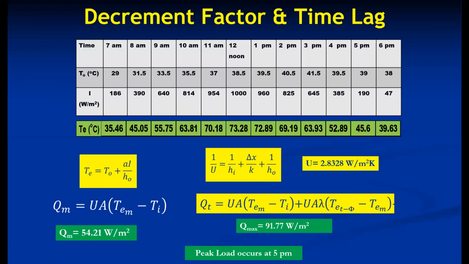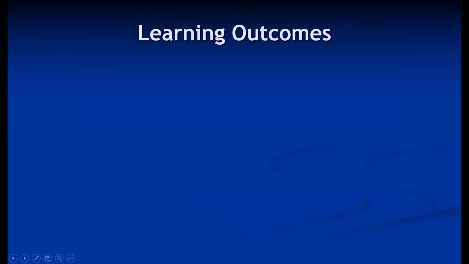So these are the three parameters generally asked. What is the mean rate of heat transfer? What is the maximum rate of heat transfer? And what is the heat transfer rate at any particular time? So this way we have calculated that the peak load arises at 5 p.m. So this is the decrement factor and time lag, which is used for calculating the instantaneous heat transfer rate as well as the mean heat transfer rate.